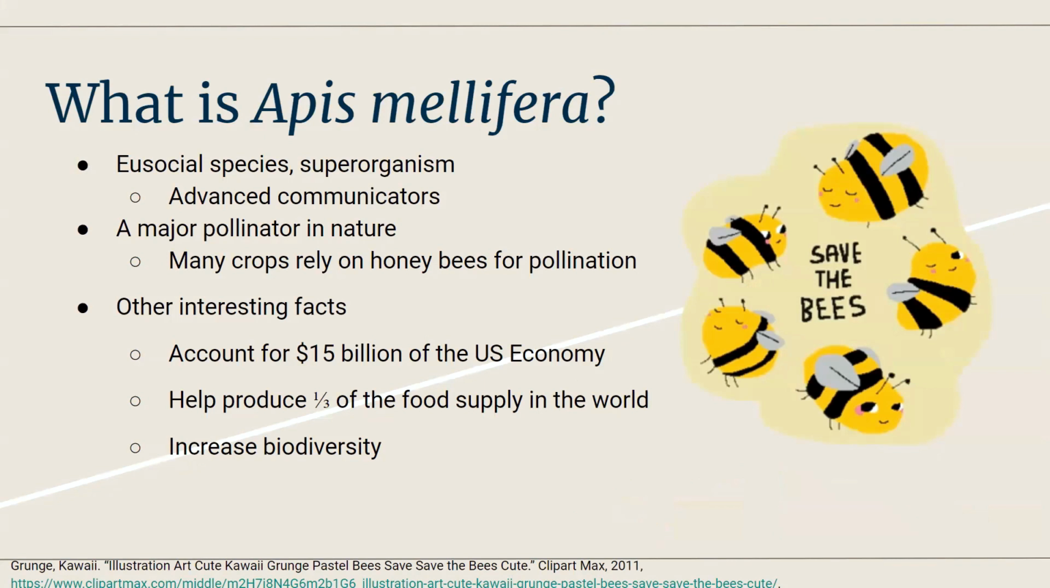They have high levels of communication, polymorphism, and age polyethism, which classify them as a superorganism. Honeybees are a major pollinator in nature, and many crops rely on them for pollination. There are other interesting facts, some including that bees account for $15 billion of the US economy. They also help to produce 1/3 of the food supply in the world, and they increase the biodiversity of an ecosystem. I included this cute little Save the Bees graphic because it's still relevant today.